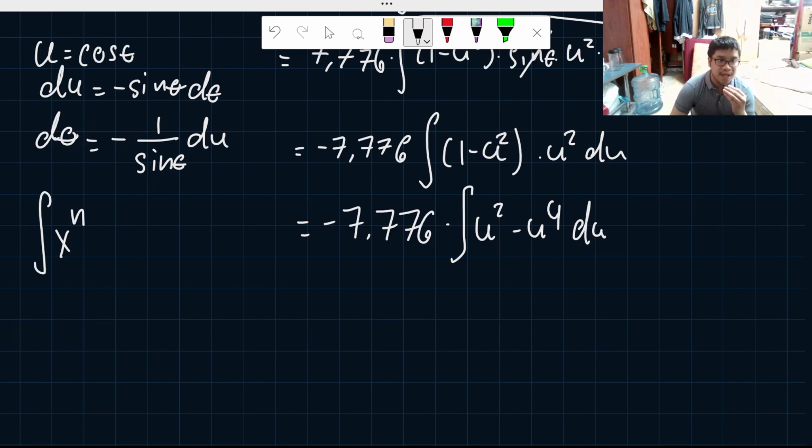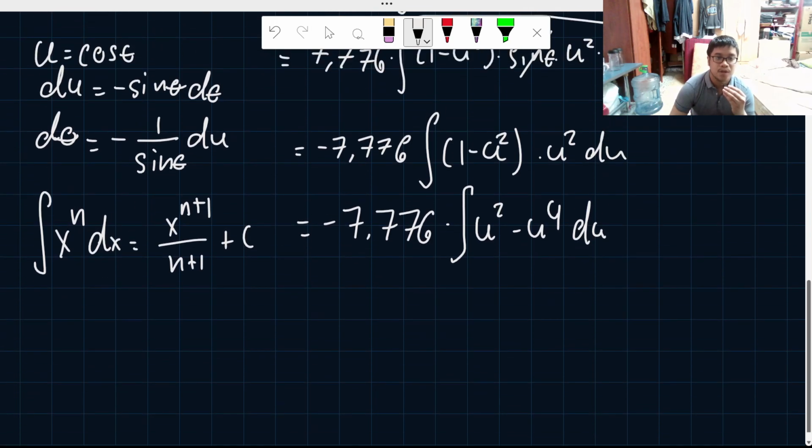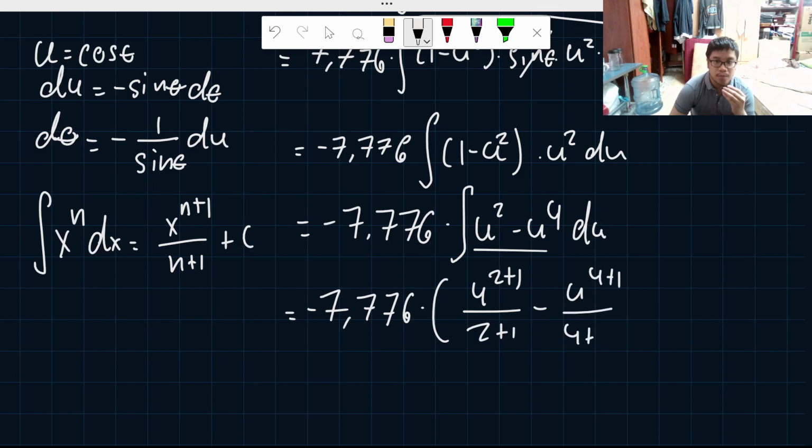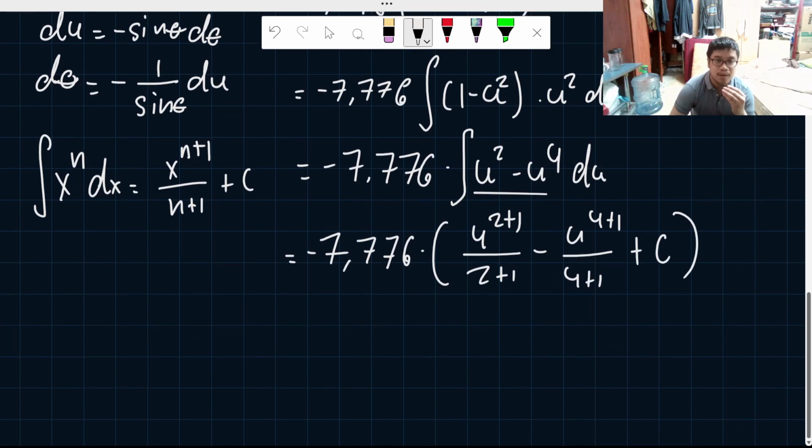So if you have x raised to n, or a variable that has an exponent, then what we will have here is x raised to n plus 1 all over n plus 1 plus c. All right? So we will apply this rule to these two terms because these two terms have an exponent. So hence the answer here, we will have u raised to 2 plus 1 all over 2 plus 1 minus u raised to 4 plus 1 all over 4 plus 1. Then don't forget to put plus c.